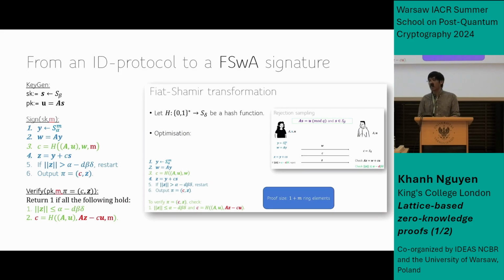Okay, and to verify, it's literally the same as before. So to verify, we check that Z is short, and C is equal to the hash of the public A, U, and AZ minus C times U, and the message M. Okay, yes.